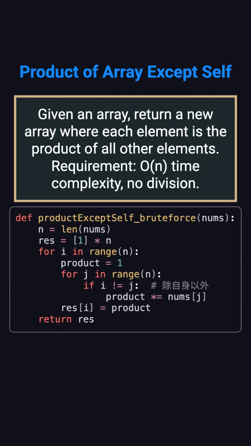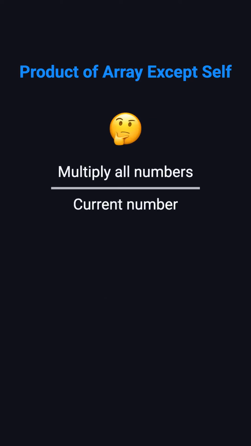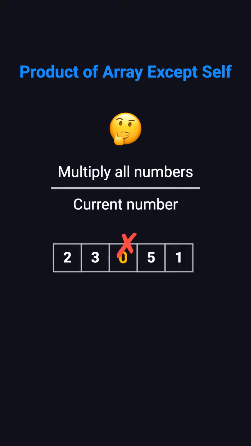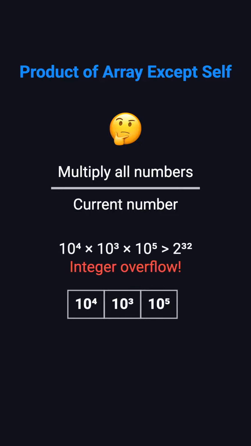It takes 2 nested loops, which means the time complexity is O(n²). But interviewers usually require O(n), so this approach doesn't meet the requirement. Some people might think, just multiply all the numbers once, then divide by each element. But that has 2 problems. If the array has 0, division breaks, and multiplying everything can overflow the integer range. That's why division is usually not allowed.